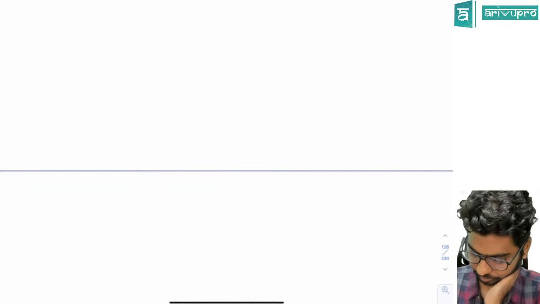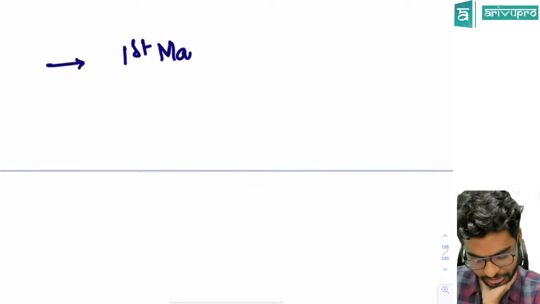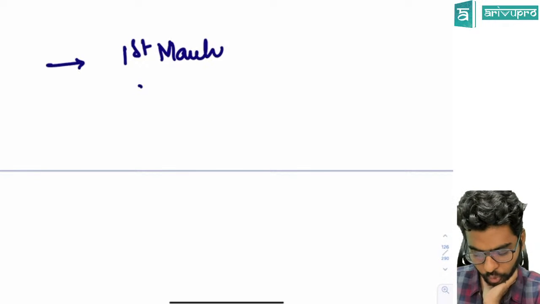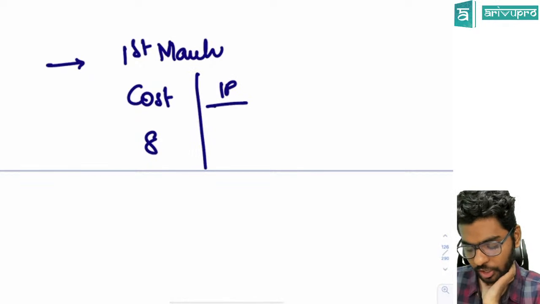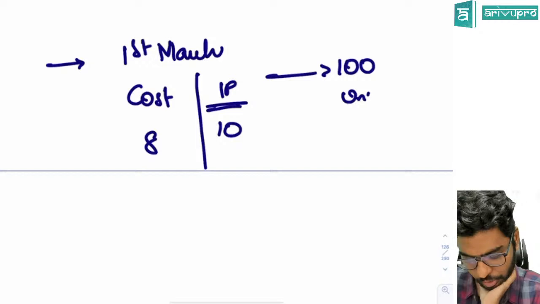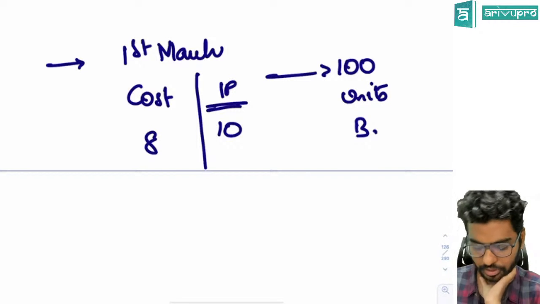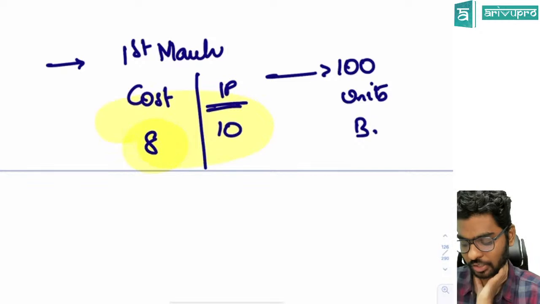Now, let us look into this. 1st March, goods cost 8 rupees, invoice price 10 rupees. I sent 100 units to B. Okay, what's the cost price? 8. Selling price or the invoice price is 10. I'm sending 100 units to B.